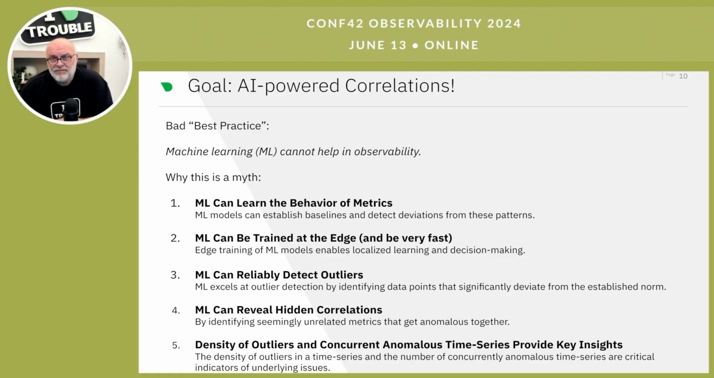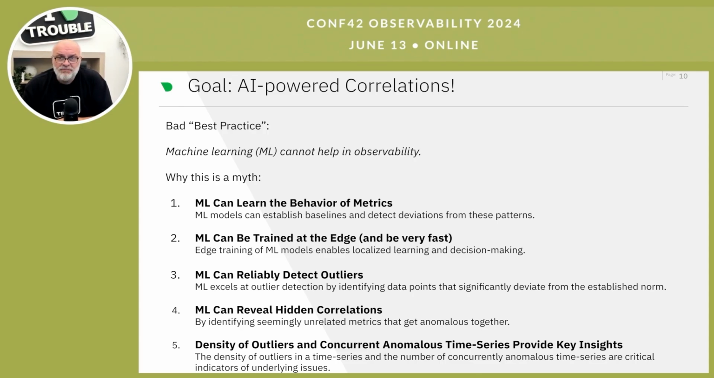Then ML, machine learning, can detect outliers reliably and can reveal hidden correlations. So you can see, for example, in anomalies, wait a moment, the anomaly of this thing and that thing happen at the same time, and this is consistent across time. So this means that these metrics somehow, even if you don't realize how, are correlated.